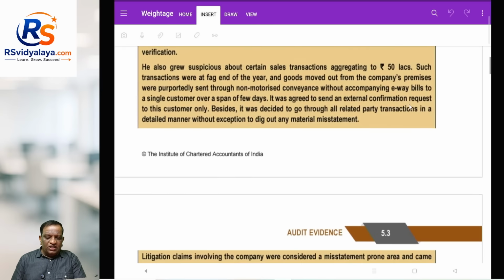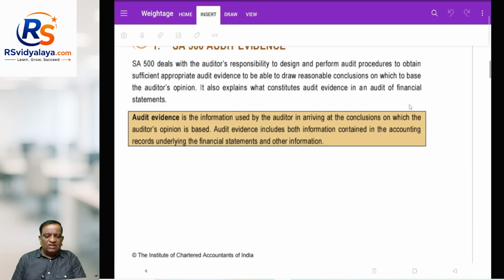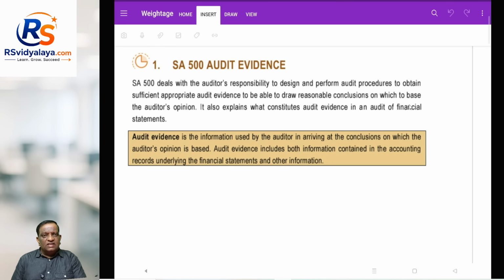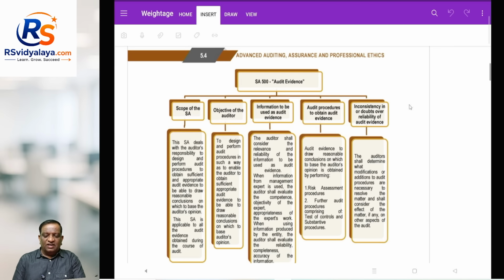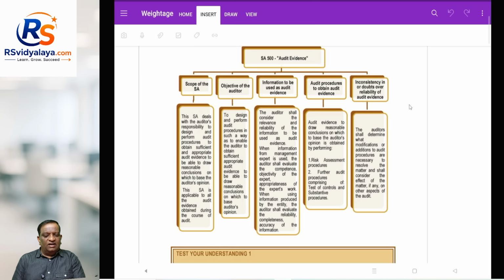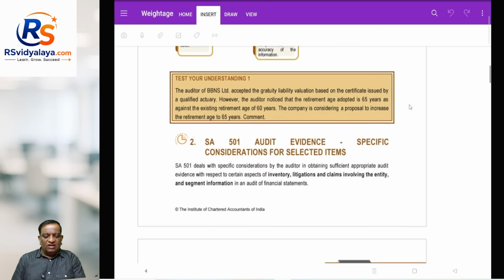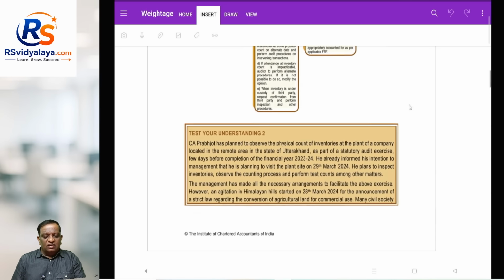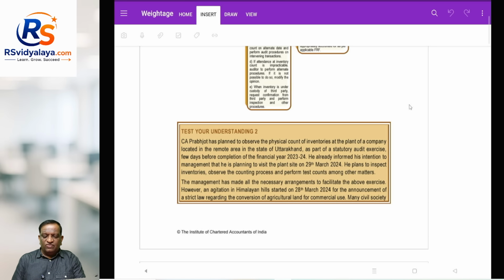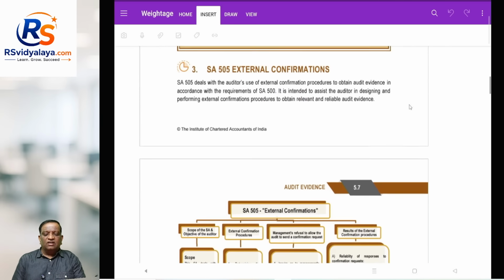Now if I take you through, let's say SA 500 audit evidence, the title of the chapter is the same as the audit evidence you studied in intermediate. The only difference is that there it was chapter 4 and here it is chapter 5. But if you look at SA 500, this is the chart he has given and nothing else. After this chart, there is an executive summary, and then he gets directly into SA 501. Then again there are certain test your understanding questions and some practical application of this. And then he moves on to another standard, 505.